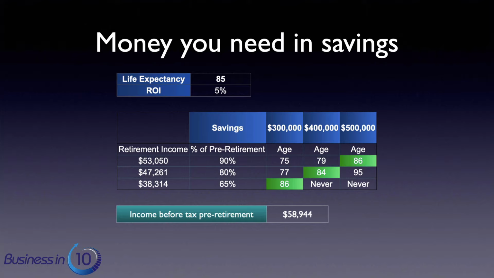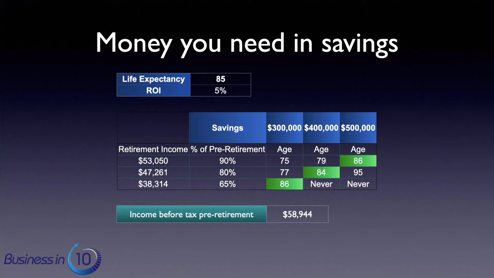If you want to live on $47,261, which is 80% of your pre-retirement income, you need $400,000 in savings. And if you want to live on $38,314, which is 65% of your pre-retirement income, then you need $300,000.